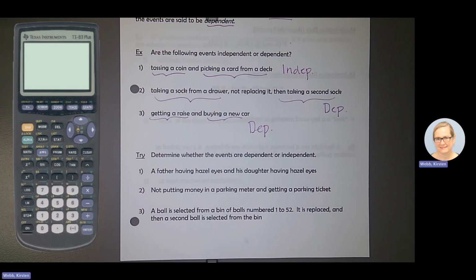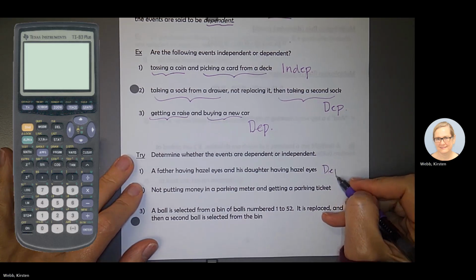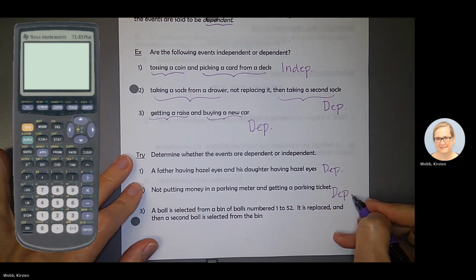Would you like a little longer to think before we check them out? Are you deciding on more dependent or more independent answers? Dependent. Which ones are you thinking are dependent? Number 1 and 2? Well, let's check it out.